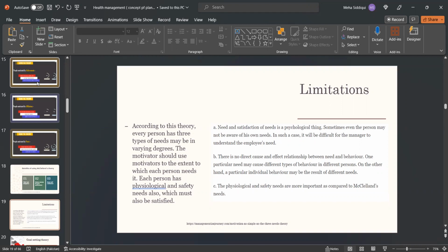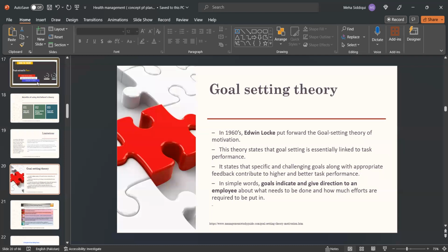There is no direct cause and effect relationship between need and behavior. One particular need may cause different types of behavior in different persons. On the other hand, a particular individual behavior may be the result of different needs. The physiological and safety needs are most important as compared to McClelland's needs, which are not addressed in this theory. So these are the limitations of McClelland's needs theory. Then comes goal setting theory.